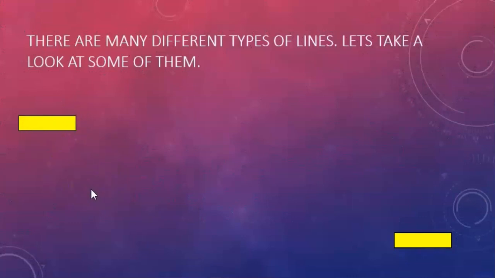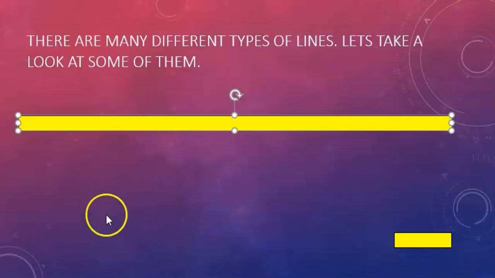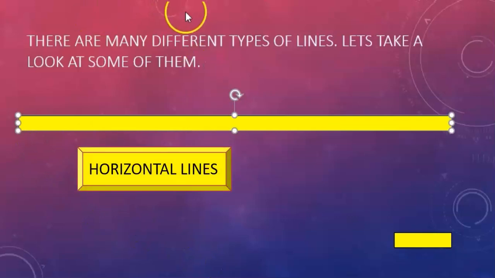This is a horizontal line. It is travelling from the left-hand side of the screen to the right-hand side of the screen. It is parallel with the top of the screen. It is also parallel with the bottom of the screen. Parallel means that it is travelling along beside the top of the screen and the bottom of the screen. It is not parallel with the right-hand side of the screen, and it is not parallel with the left-hand side of the screen.